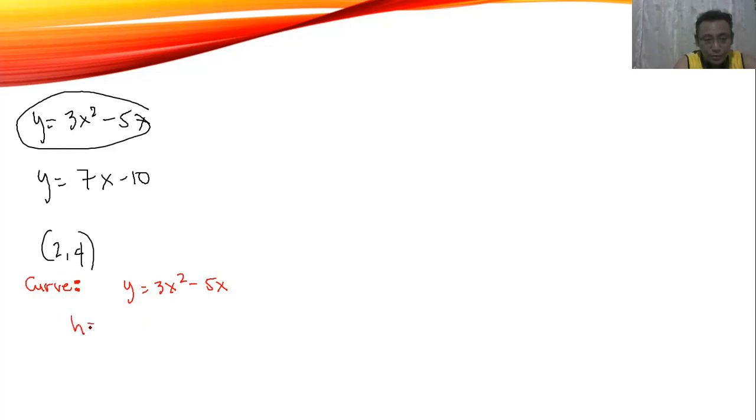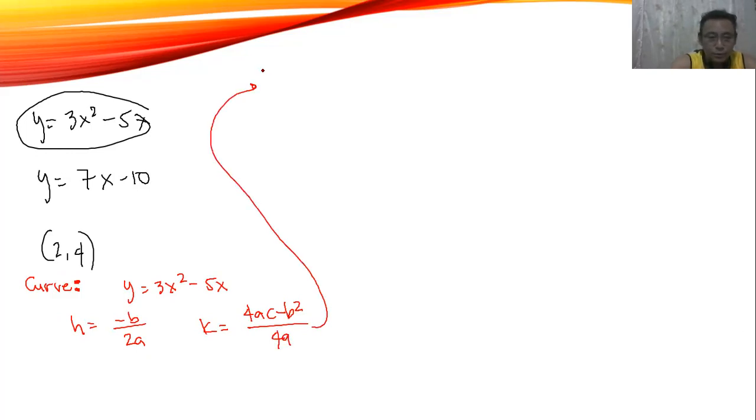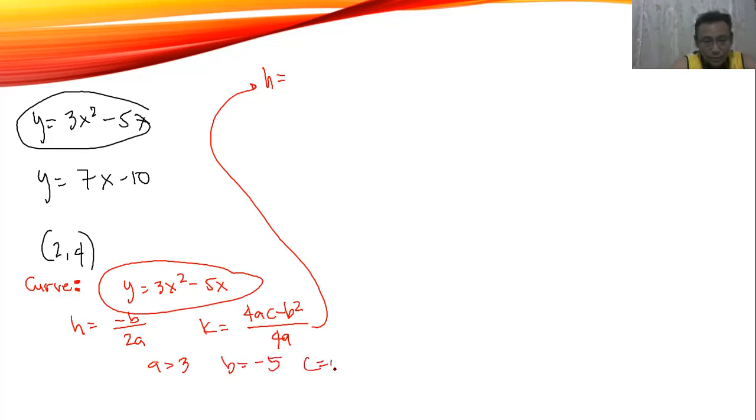And we use the formula h is equal to negative b over 2a. And for k, this is equal to 4ac minus b squared all over 4a. Now, to solve for h, let's identify first from this. A is equal to 3, B is equal to negative 5, C is equal to 0 kasi wala tayong constant.